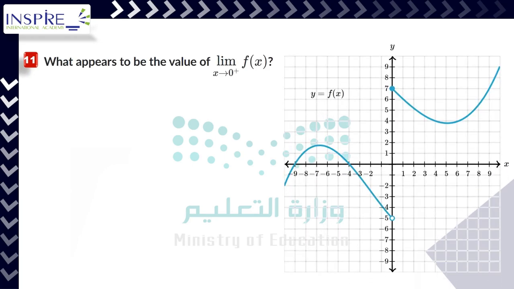What appears to be the value of the limit of f of x as x approaches 0 from the right side? Okay, this is 0. Draw your line. Trace it only from the right side. Here is the function, it goes up till you find it to be 7. So the value will be equal to 7.